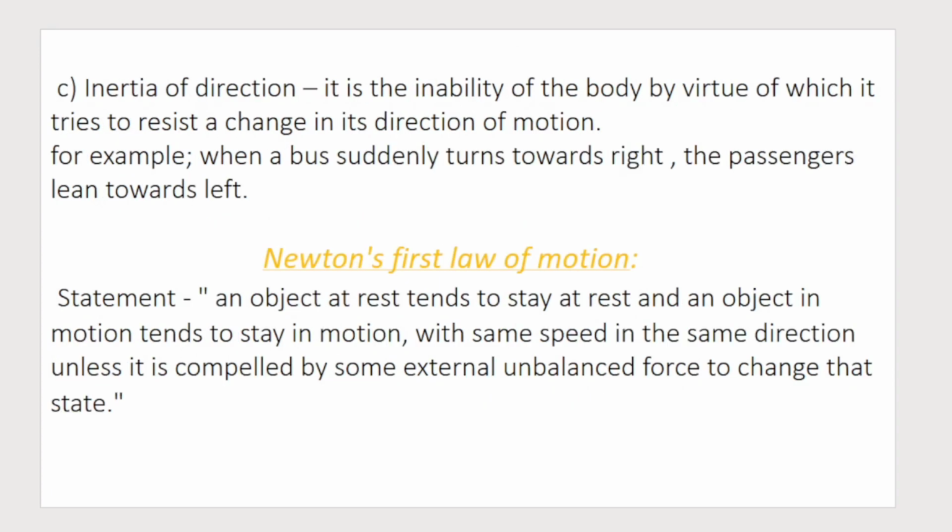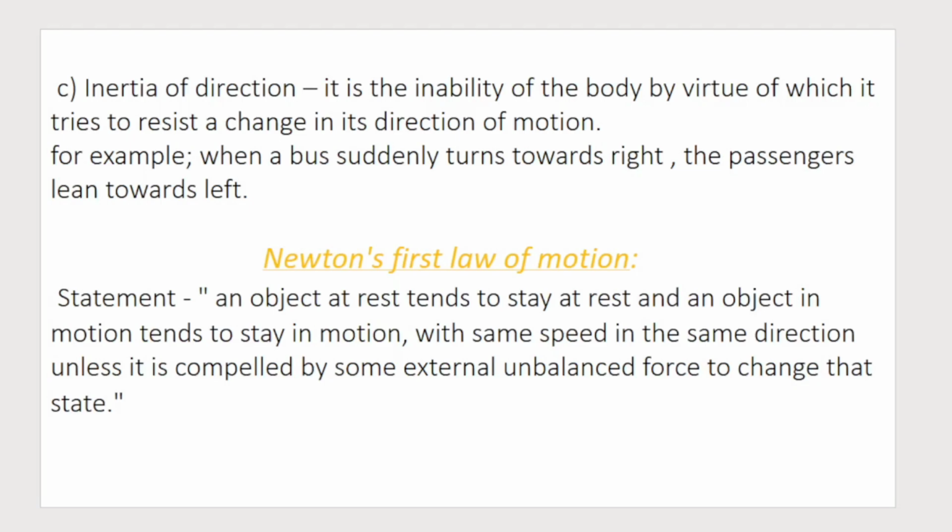And inertia of direction is the inability of the body by virtue of which it tries to resist a change in its direction of motion. For example, when a bus suddenly turns towards right, the passengers lean towards left.